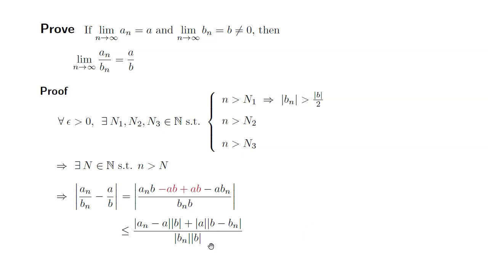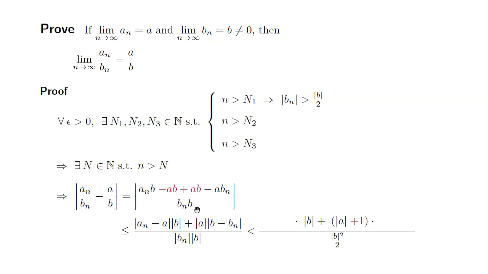So by replacing this, we're going to get something like this. I replaced the absolute value of b_n by the absolute value of B over 2, so we get the absolute value of B squared over 2. I kept this absolute value of B, so I put it here. I added 1 to the absolute value of A, so making the numerator bigger, that's fine, right?